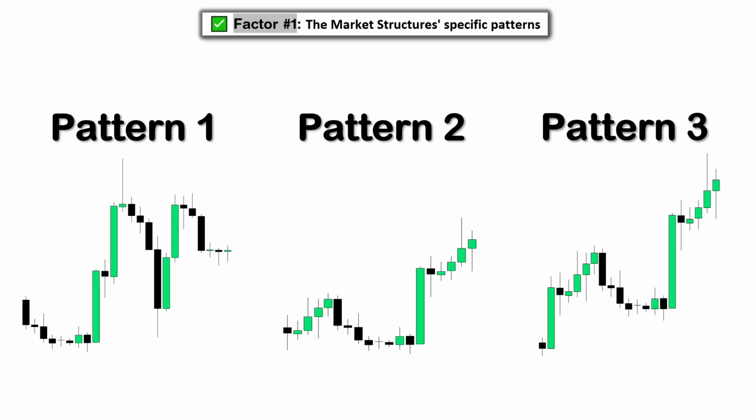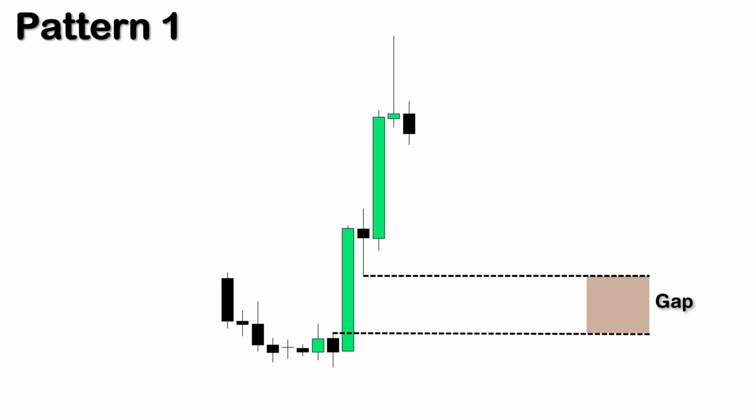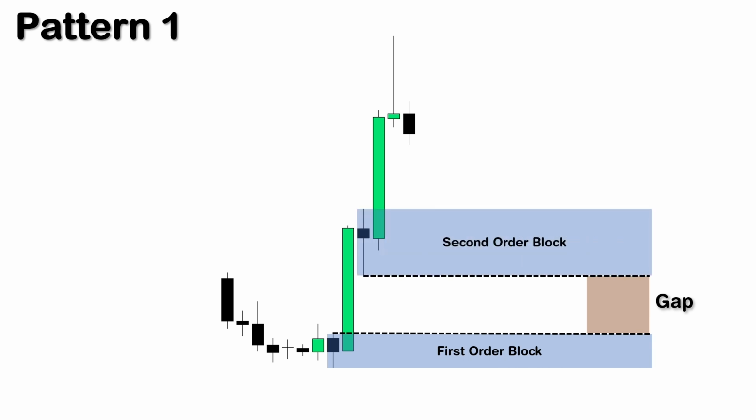So let's dive deeper into market structure patterns and how they influence order block effectiveness. Pattern number 1, the liquidity gap between two order blocks. Here we identify a valid order block, presenting a potential long trade opportunity. However, a second valid order block forms shortly after. As a result, there is a high probability that the price will drop to fill the gap and grab liquidity below the second order block before continuing the uptrend.